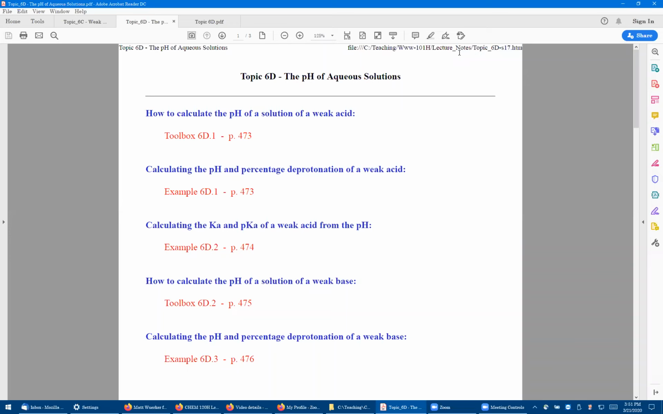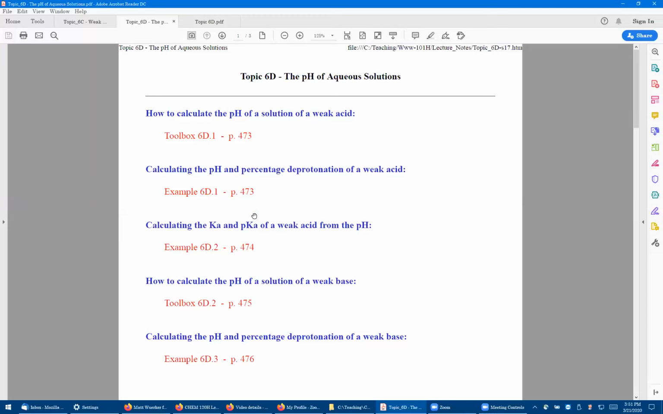We're going to continue now in this lecture talking about aqueous solutions of weak acids and weak bases, as well as a few other items that pertain to pHs of aqueous solutions. The topic in your textbook is 6D, and the items shown here are the ones that correspond exactly to toolboxes and examples in your text.